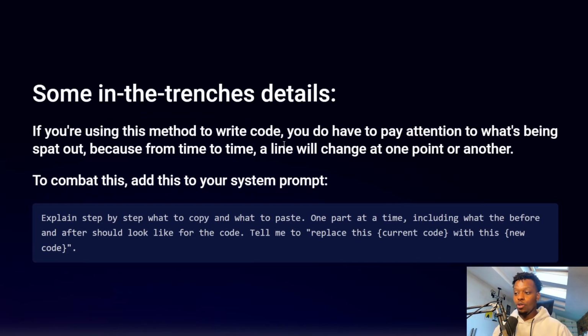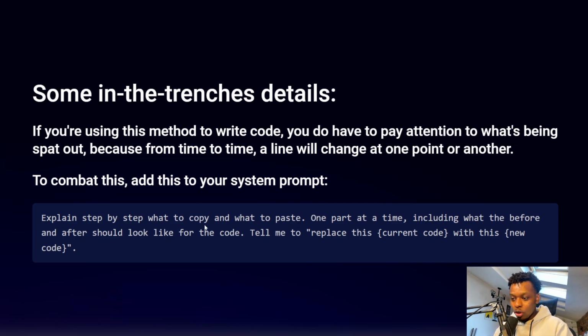Next, if you're using everything that I've spoken about so far to write code, you do have to pay attention to what's being spat out, because from time to time, a line will change at one point or another. And to combat this, you can add this to your system prompts. And this has been golden, as someone who can't code, as someone who doesn't know Python, but can just look at what's happening and piece it together a little bit. Perfect.